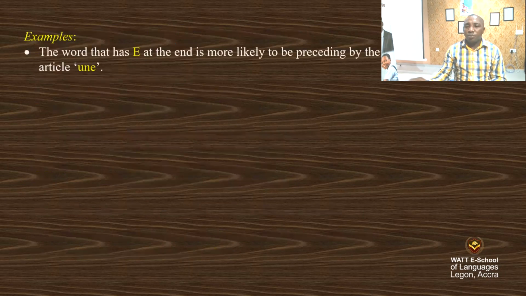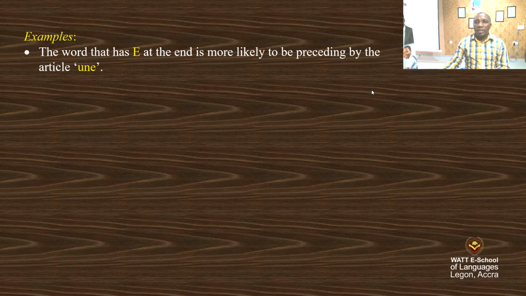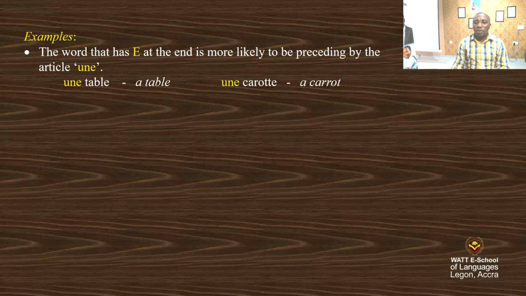Examples are as follows. A word that has E at the end is more likely to be preceded by the article une. I taught you that 75% of the times the words that end in E are likely to be feminine. It's the same thing here. So the words that end in E are likely to be preceded by the article une. Example, une table, une carotte, a table, a carrot, une lampe, a lamp, une flûte, a recorder.